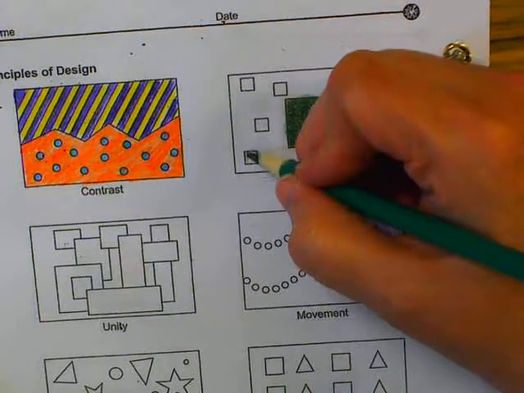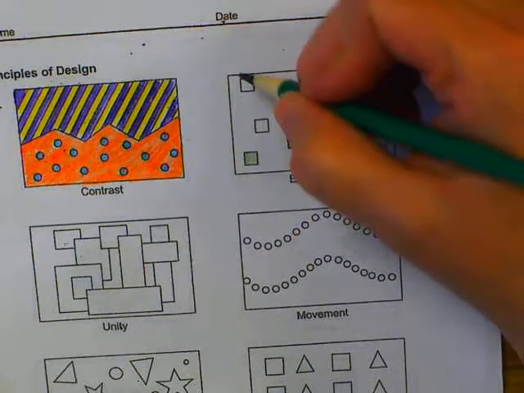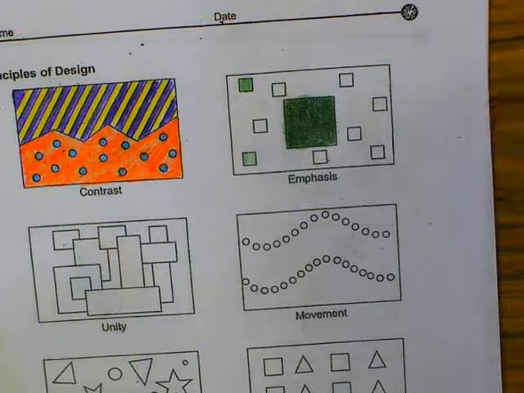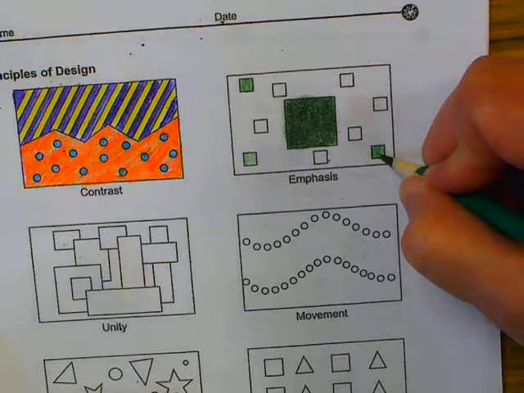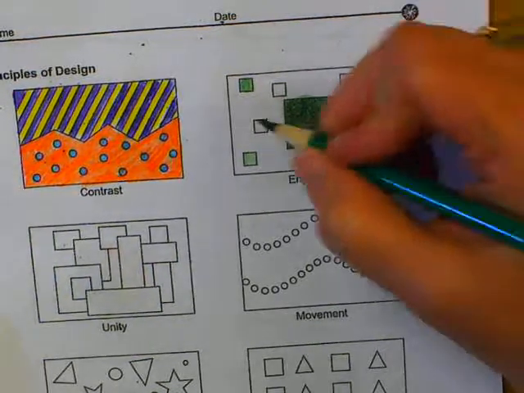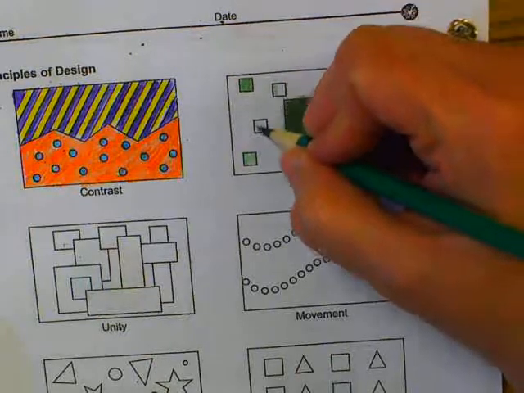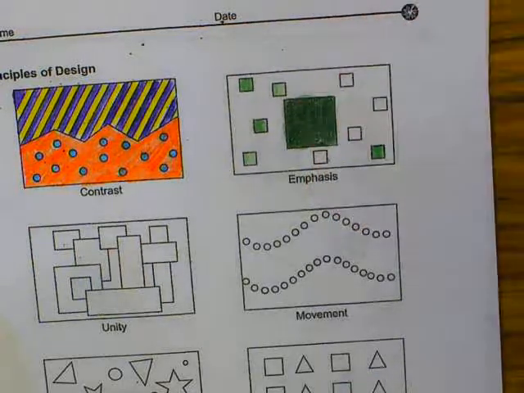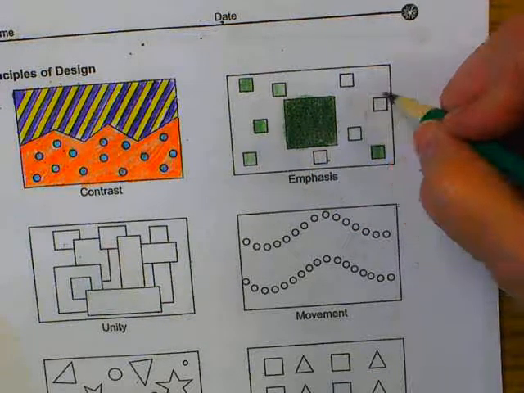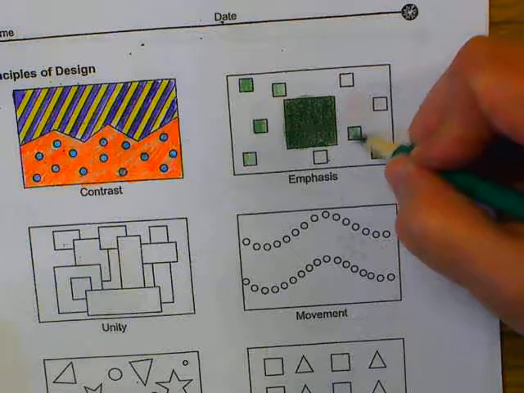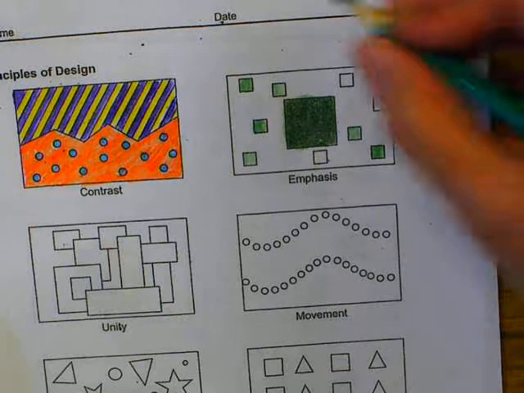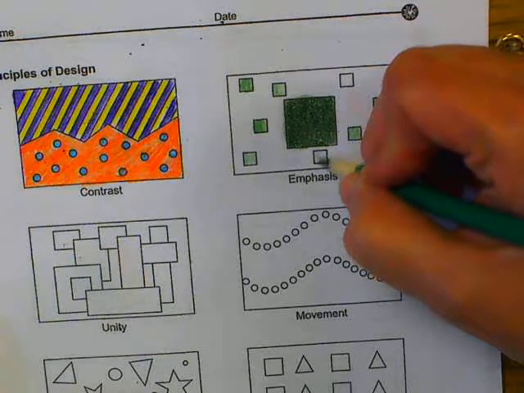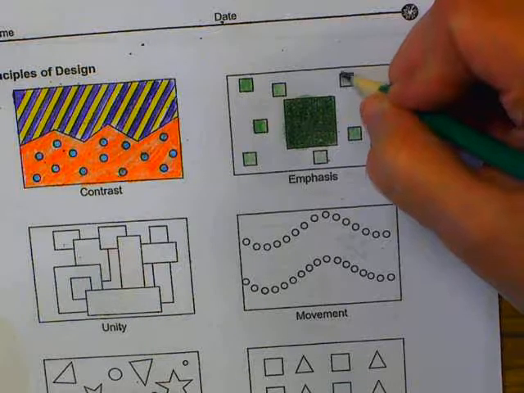So I might want to do a really light one there. I might want to do a medium one there. I might want to do a dark one right there. Maybe a medium one here. Maybe a light one there. Maybe a light one there. Maybe a medium one there. Really light there.